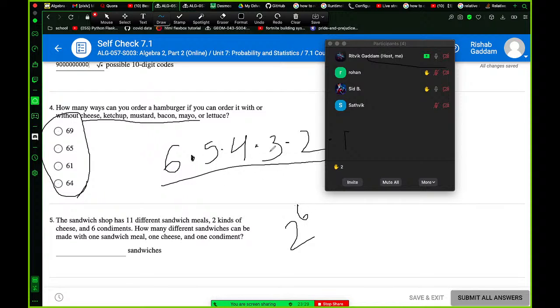This is wrong for both of those reasons, and as Sid said, this is right because you have two choices for each of those. It said you can do it with or without, so that's two for each of them, so that's 2 times 2 times 2 times 2 times 2 times 2. Yeah, that's also what I thought.